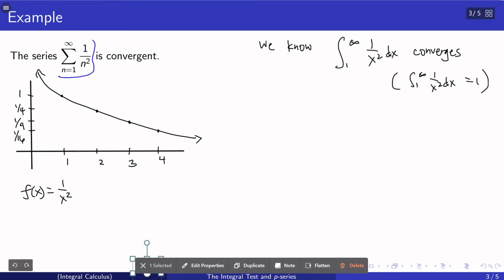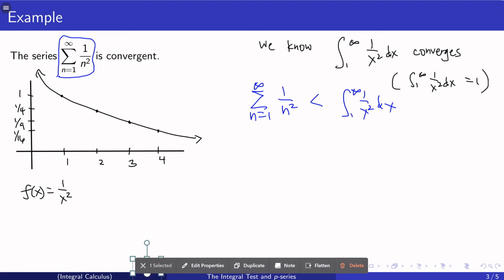we should find a way to represent this series again as a total area for infinitely many rectangles, but in the reverse inequality direction. Somehow we want to show that this series is less than the improper integral, because we already know that the improper integral converges. So if we are able to express this series as basically a series of rectangles under the curve, then we have what we need.